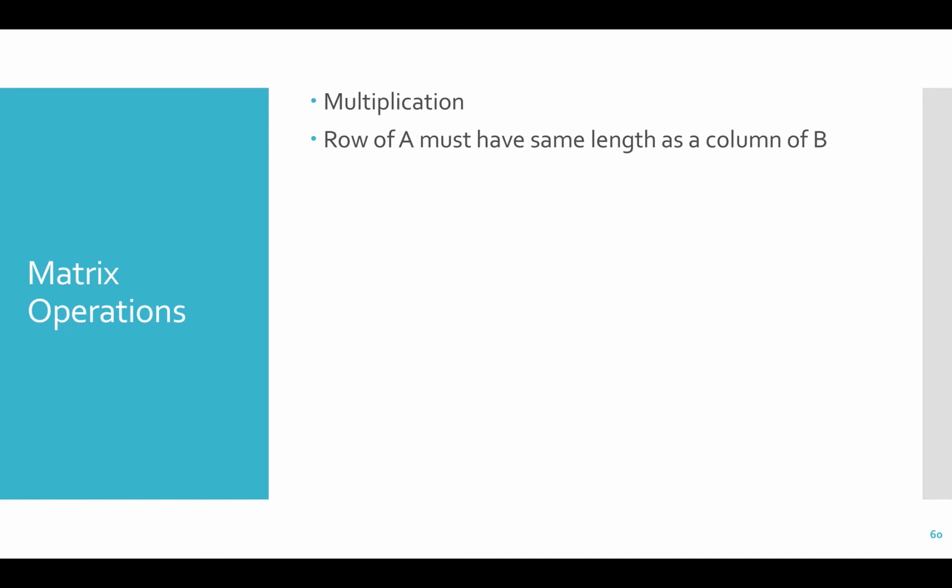A row of A must be the same length as a column of B. This makes sense because we're taking the dot product between rows of A and columns of B, so they must be the same length. Another way of saying this is that the number of rows in B must match the number of columns in A. So if we have some matrix A, which is R by C, rows by columns, and B, which is N by M, then N must equal C in order for us to multiply them, okay?